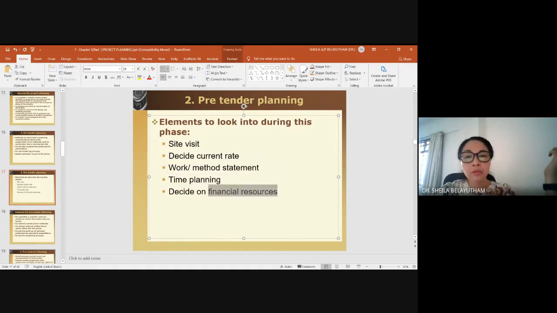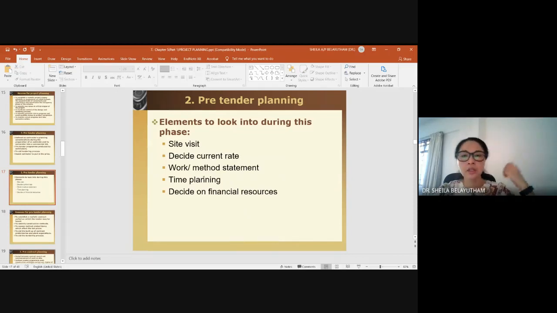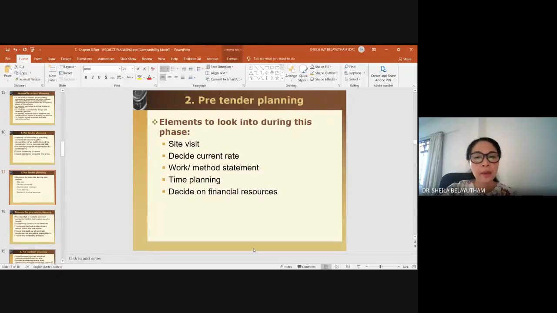What type of cost is implied if you select a certain method, the time planning for that, and also the financial resources you would have. What capital do you have in hand? What equipment do you have in hand? Basically, this is essential for the client to see how reliable you are in terms of capital. If there is any capital constraint, will you still be able to go on with the project with the financial capital that you have in hand?